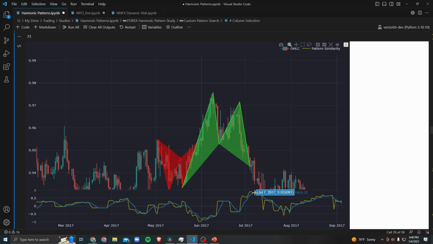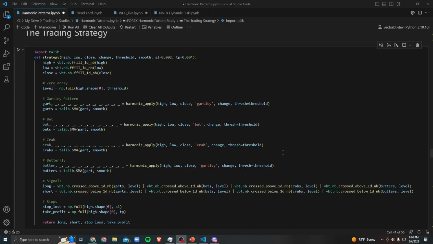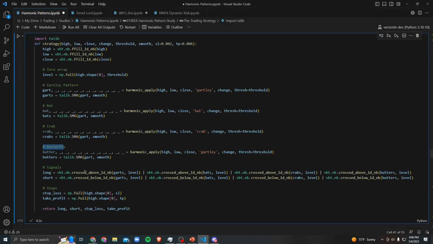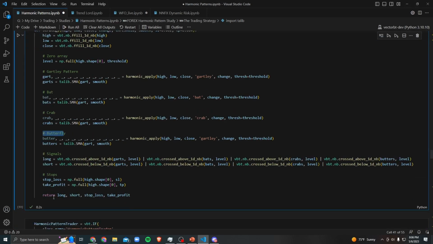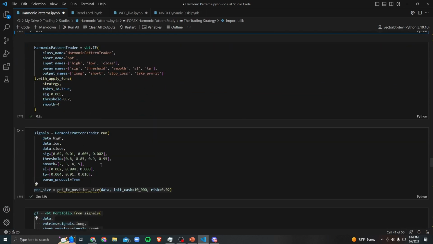Now, I haven't seen enough to be convinced that this strategy holds any weight, but if you've stuck with me this far, I think it's time to look at a full backtest. So for the backtest, we're going to be trading the Gartley, the bat, crab, and butterfly patterns. And since we have several parameters for this strategy to look at, we're going to go ahead and run a backtest that includes all of them.